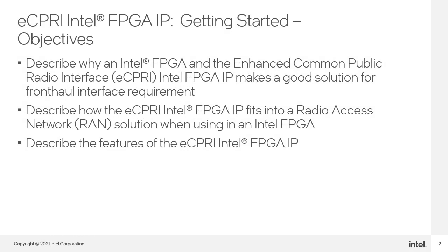This training is the first in a series of courses designed to help you become familiar with Intel FPGA's IP solution targeting the Enhanced Common Public Radio Interface, or eCPRI, protocol. By the end of this course, you'll be able to describe why FPGAs and the eCPRI Intel FPGA IP together make a good solution when implementing a fronthaul interface. You'll be able to describe how the IP fits into a RAN solution targeting the FPGA. Finally, you'll be able to describe some of the specific features of the eCPRI Intel FPGA IP.